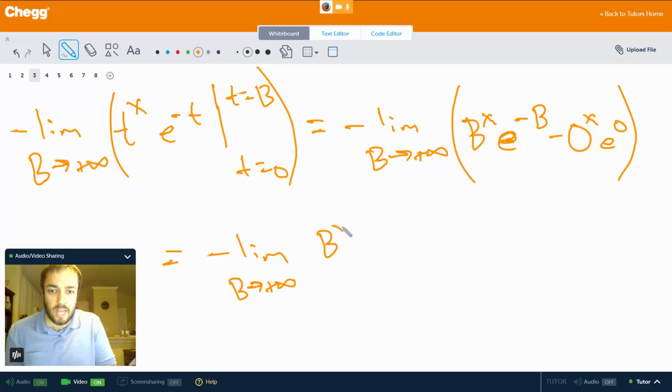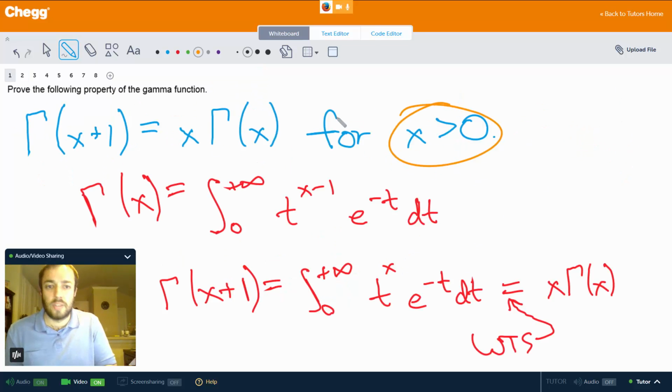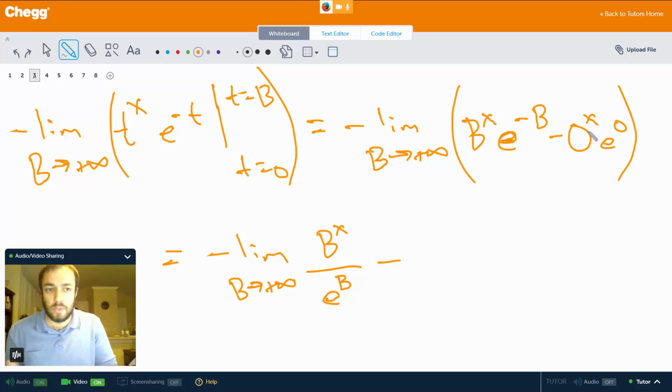So we have b to the x divided by e to the b, and then minus, well, what's going on here? Remember, x is restricted to be positive, okay? x is strictly greater than 0. So no matter what x is in this interval here, 0 to the x is always going to be 0, okay? So e to the 0 is 1, 0 to the x is just 0, so this entire thing is just 0. So we just have minus 0, or really that'd be plus, I guess, because we have a minus sign here, a minus sign here. Not that it matters, it's all just 0, but we might as well be as accurate as we can.